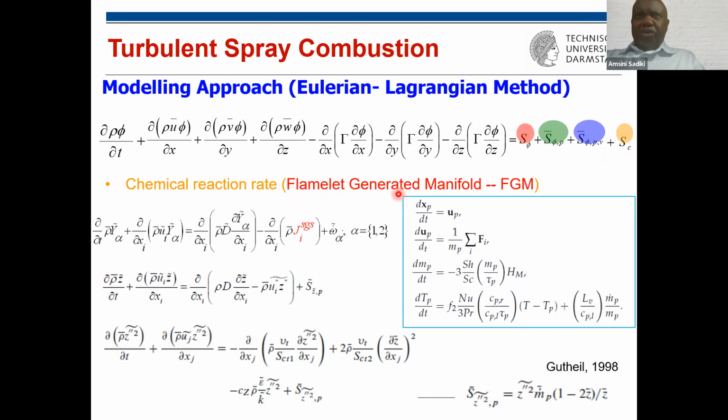And if by doing this we assume that we are dealing with a presumed PDF, then we have to add the transport equation for the variance. We have the mixture fraction, sometimes I call it F, sometimes I call it Z. In Germany we say Z and F. It depends if we are thinking in English or in German. And we have the transport equation for the progress variable.